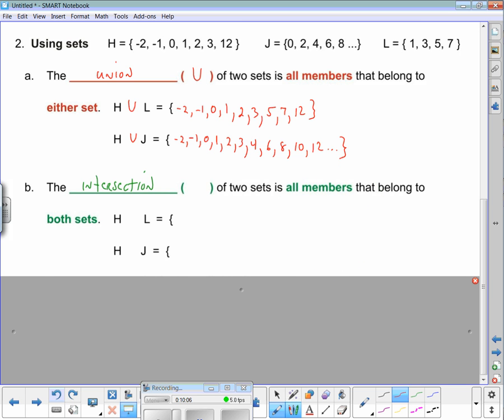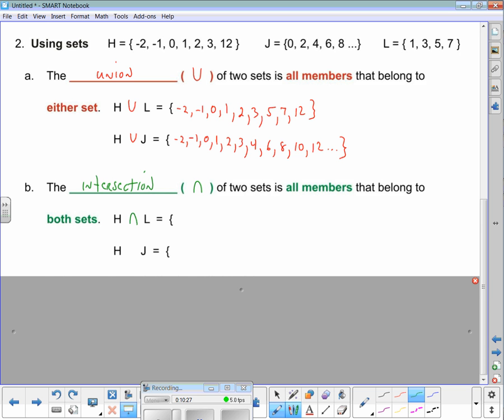All right, we're good. Okay, so what is the symbol for intersection? It's an upside down U. Again, depending upon the font, that will look a little bit differently. Let's go back and intersect our sets. So, intersection symbol, H intersect L.